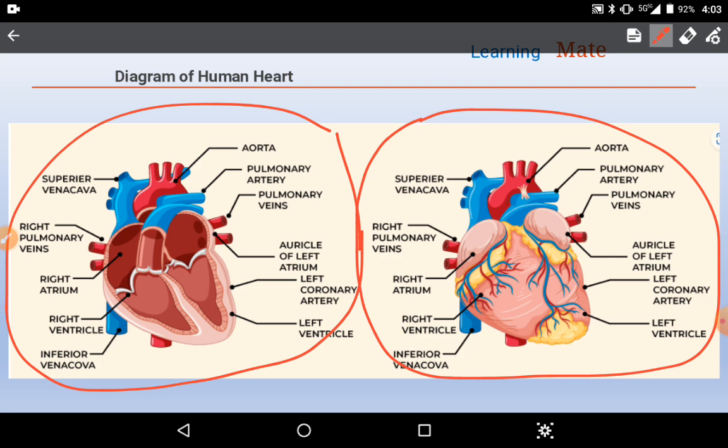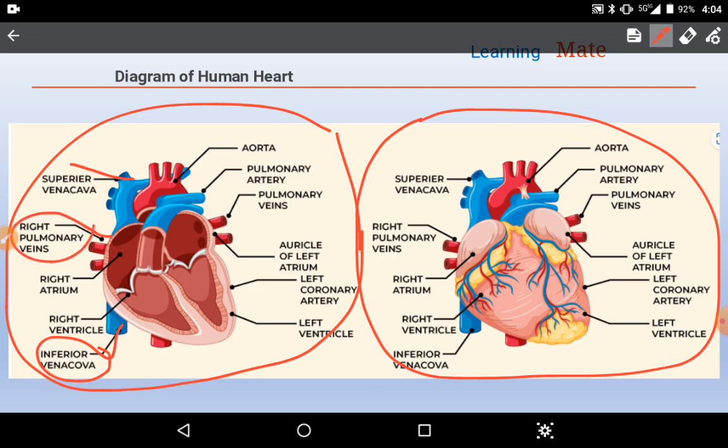Now, this blue part is the superior vena cava. It's where blood from the upper part of the body enters the heart. Then this part is the inferior vena cava, where blood from the lower section of the body enters the heart. This over here you see is the right pulmonary vein.